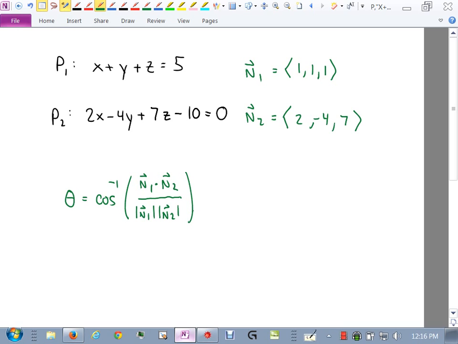Whatever that is. Anyone get that yet? Arc cosine, what's their dot product? 5? Dot product 5? Okay. What's the magnitude of n1?